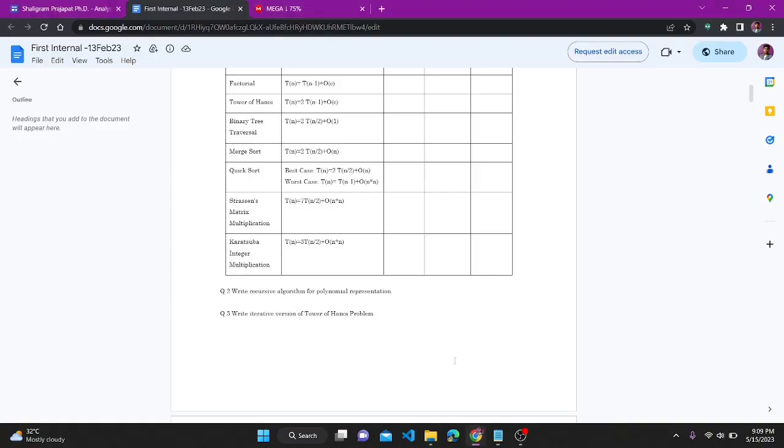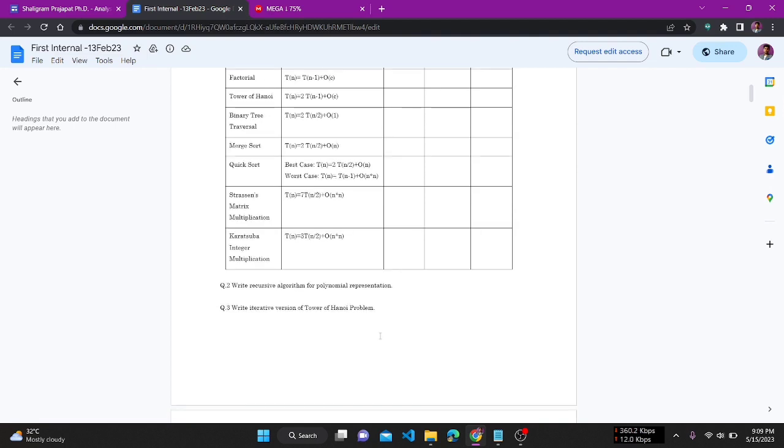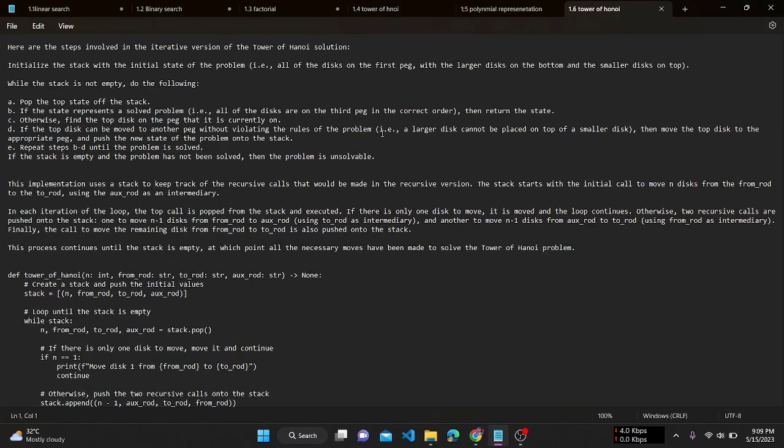The third question is: write an iterative version of the Tower of Hanoi problem. Initialize the stack with the initial state of the problem, for example, all of the disks on the first peg with the larger disk on the bottom and the smaller disk on the top. While the stack is not empty, do the following. A. Pop the top state of the stack. B. If the state represents a solved problem, for example, all of the disks are on the third peg in the correct order, then return the state.